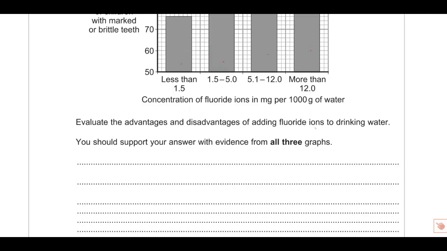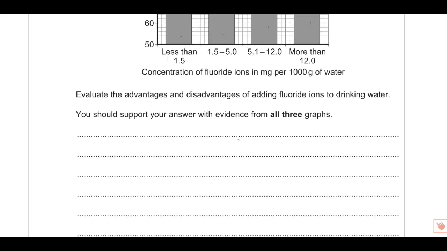Question. Let's have a look. What's it asking us? So it's just asking us to evaluate the advantages and disadvantages of adding fluoride ions to drinking water. You should support your answer with evidence from all 3 graphs. What's important about this is by using all 3 graphs, actually that's where you score your 6 marks. You need no understanding of this topic at all.